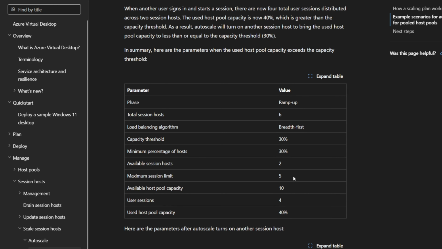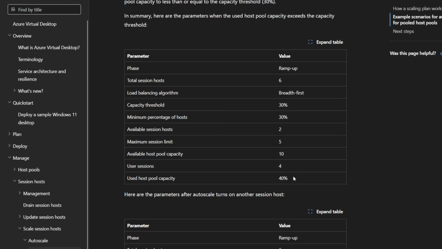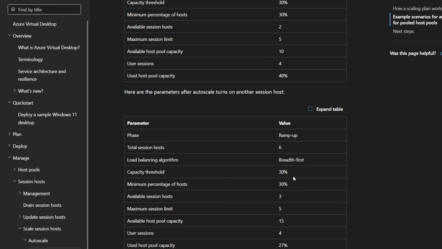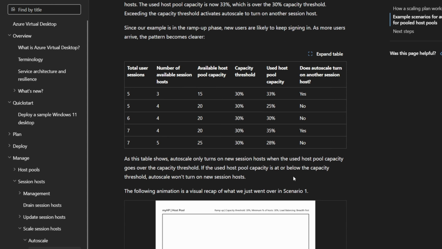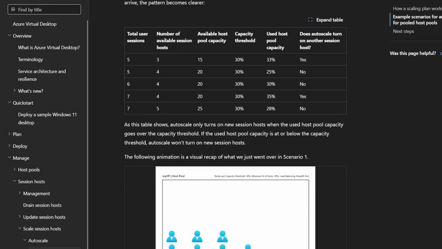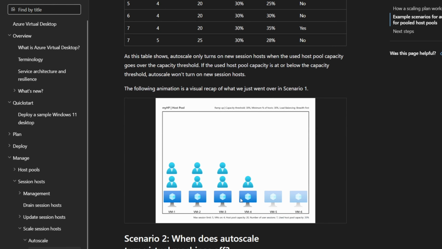And the challenge is that autoscaling doesn't know what good actually looks like, unless you define it properly. It doesn't understand your business, doesn't understand your users. It doesn't know when people will log on, how they behave during the day, or when your environment is actually under pressure. It just follows the rules. And that's where things usually start to break down.